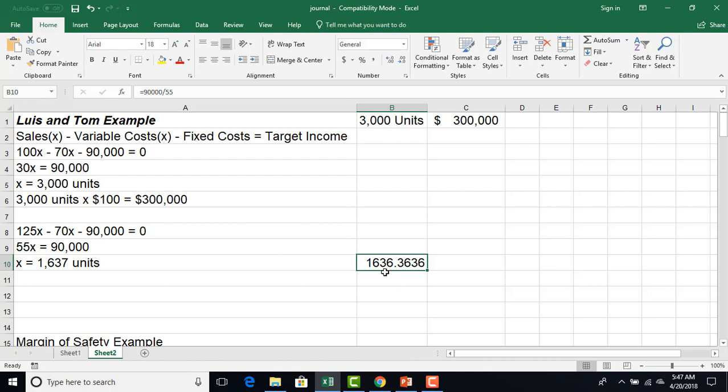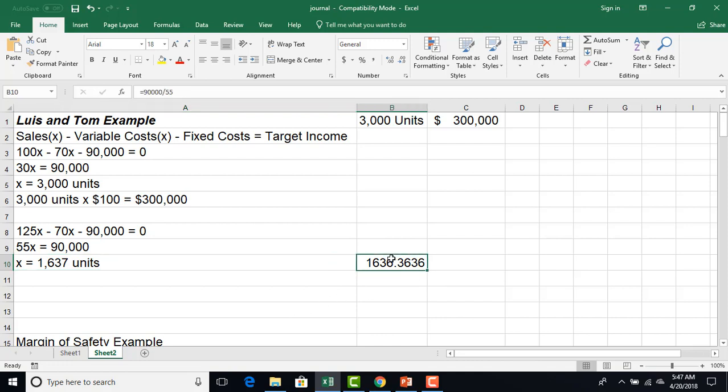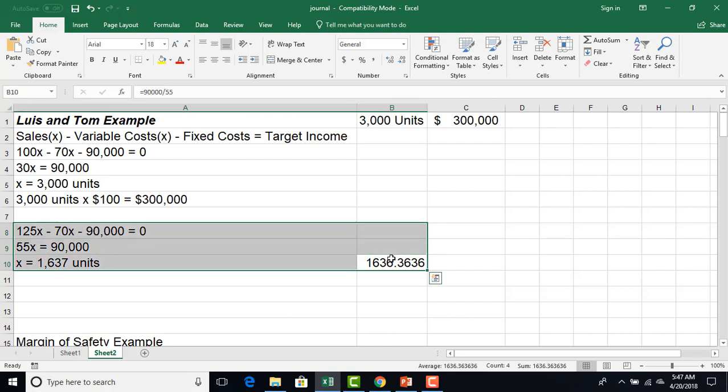I'd end up with a net loss if I only sold 1,636. So in order to break even, in order to make sure that my revenues are at least equal to my expenses, I have to sell that extra unit. I have to sell 1,637 units. Now that doesn't give me the true break-even point because my income isn't equal to 0, but it's better to be a little bit over than a little bit under. Anytime you're working with units, if you get to a number that has a decimal, always round that decimal up. So that's one sensitivity analysis, right?